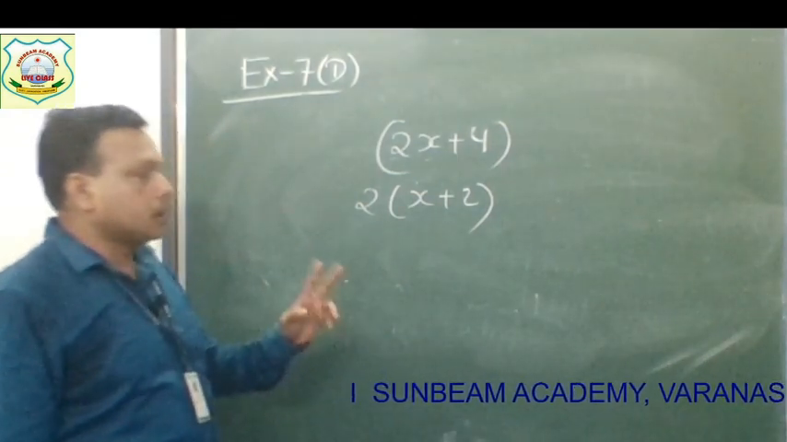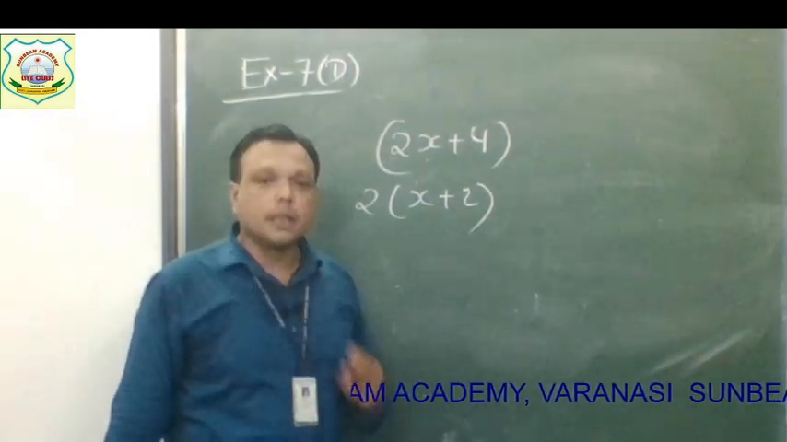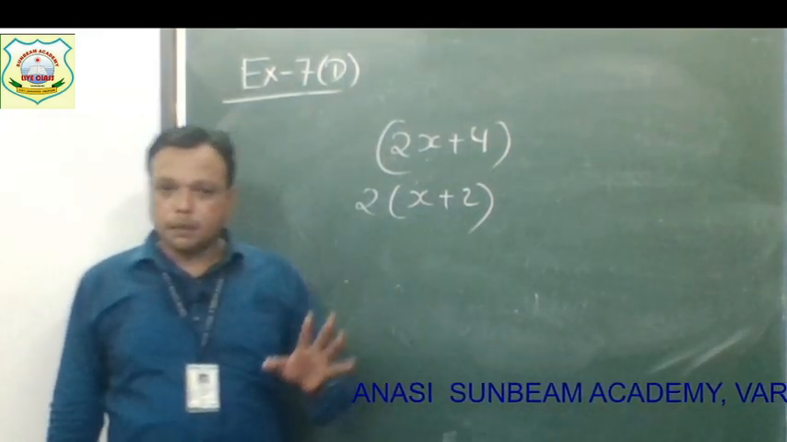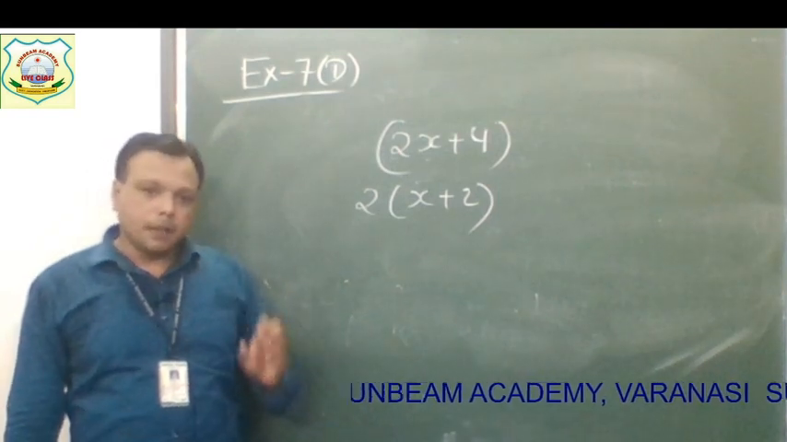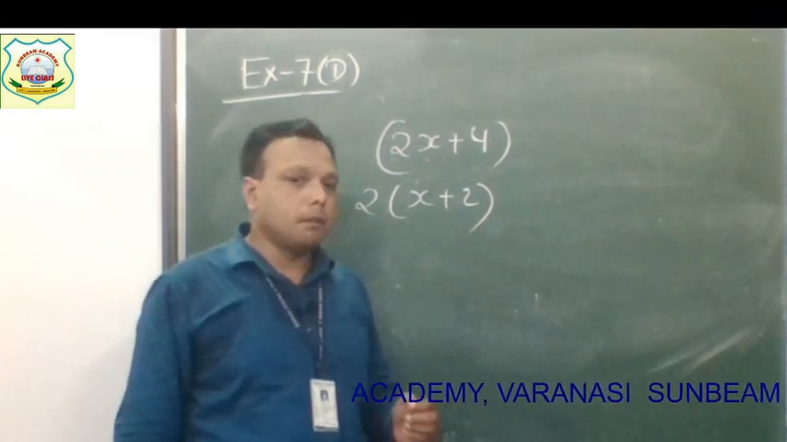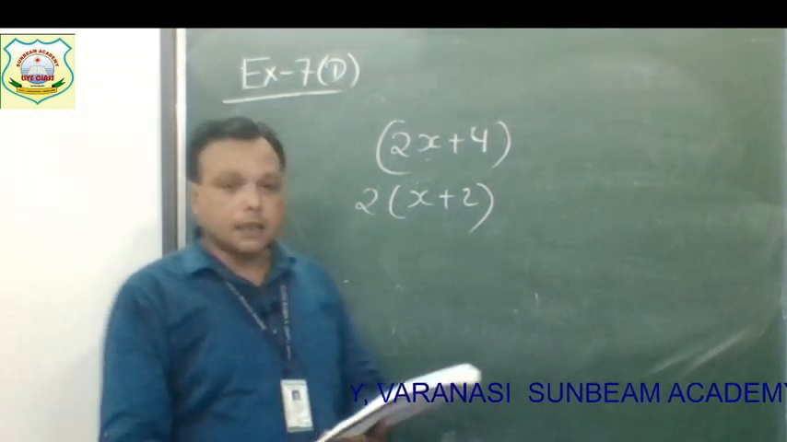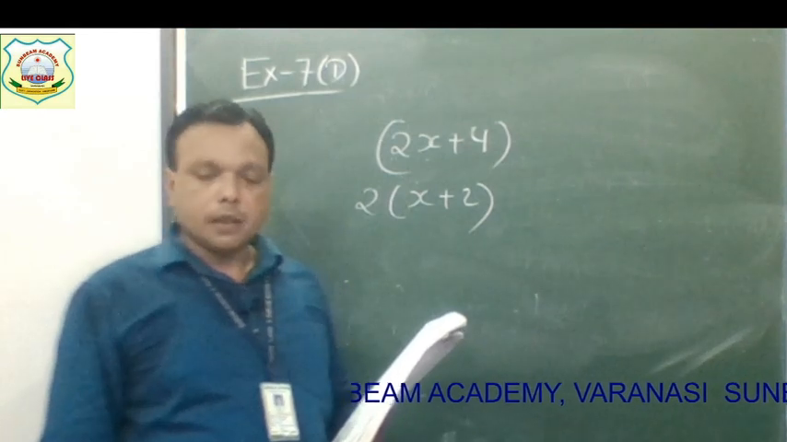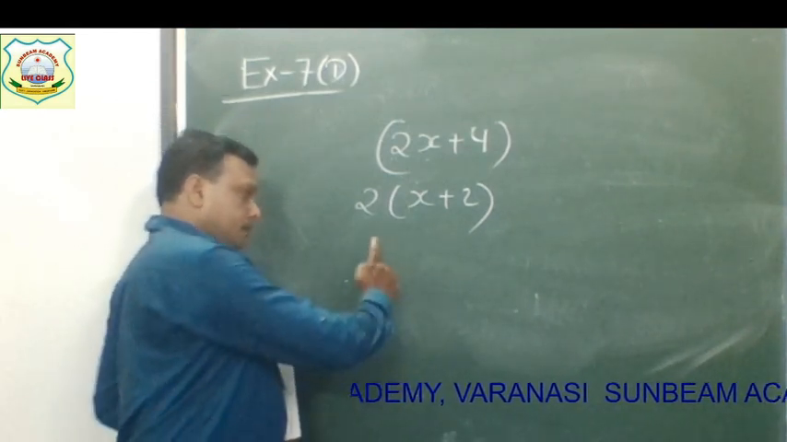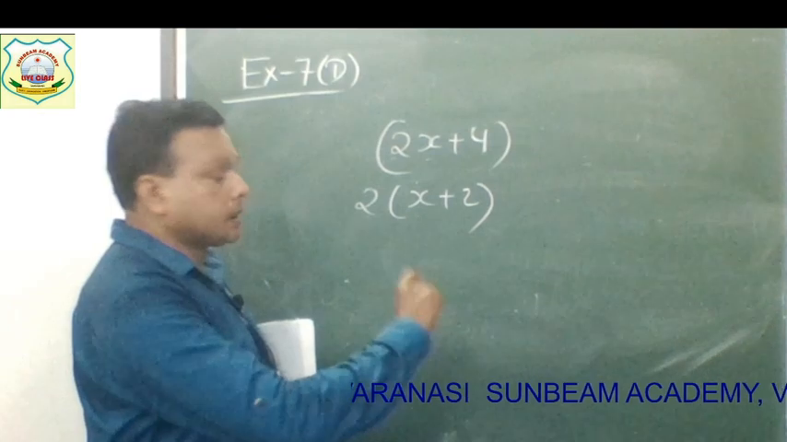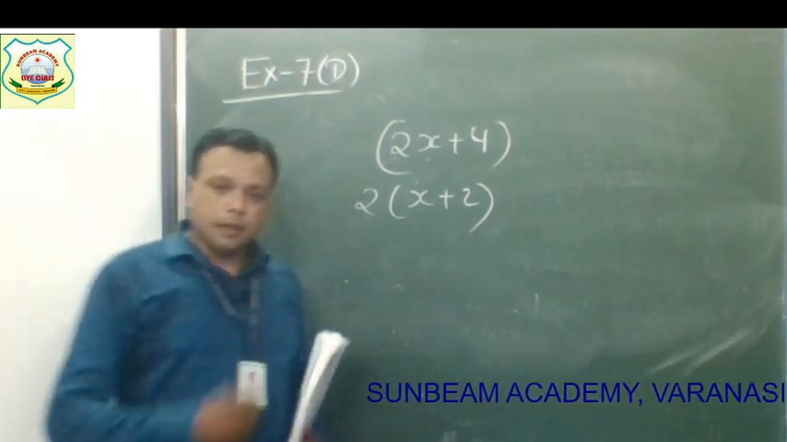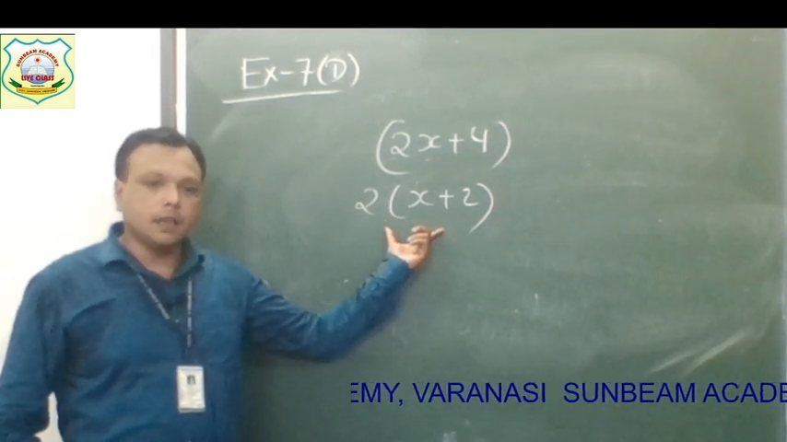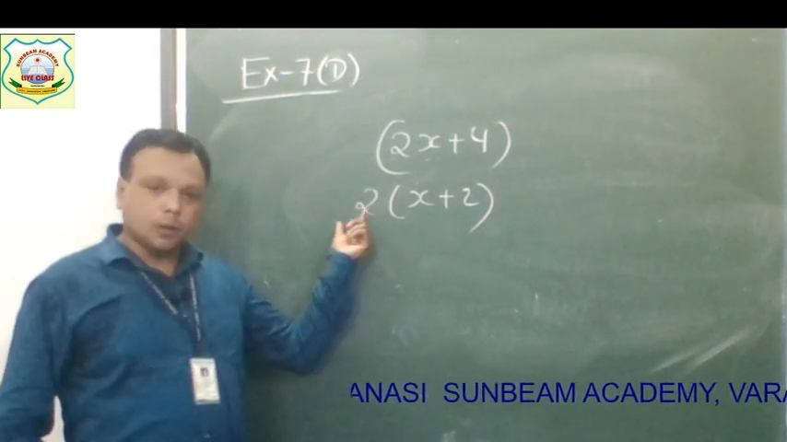Exercise 7b, 7c, what have you done? This is based on the identities. Identities you have done: a plus b whole square, a square plus b square plus 2ab; a minus b whole square, a square plus b square minus 2ab; and the third identity, a square minus b square, that is a plus b and a minus b. This thing you have completed. And if any expression is given, first of all, regarding exercise 7a, we have to see if any common part is there or not. We can take the common part outside.